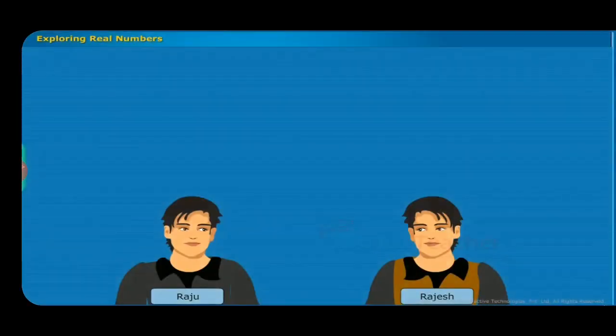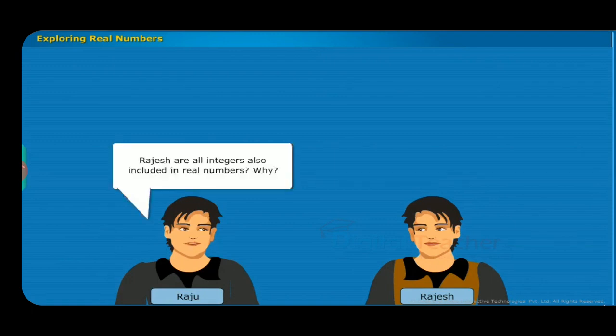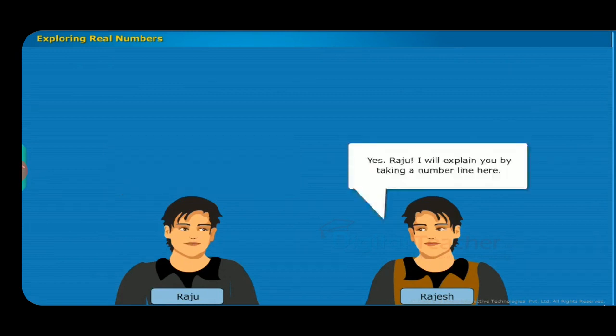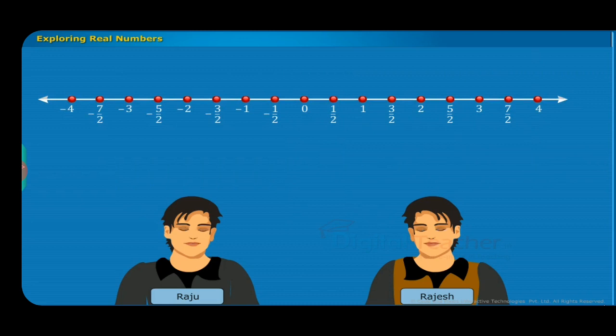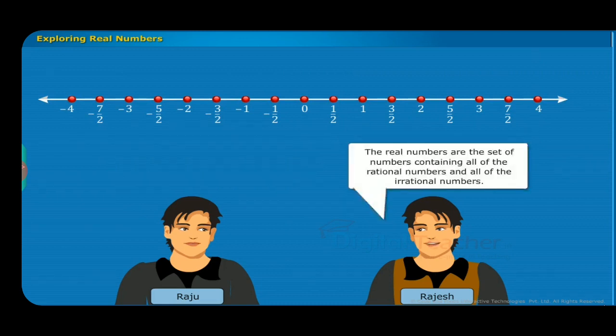Let us see a discussion between Raju and Rajesh about real numbers. Rajesh, are all integers also included in real numbers? Why? Yes, Raju, I will explain you by taking a number line here. The real numbers are the set of numbers containing all of the rational numbers and all of the irrational numbers.